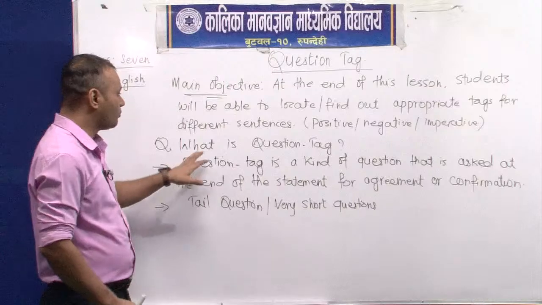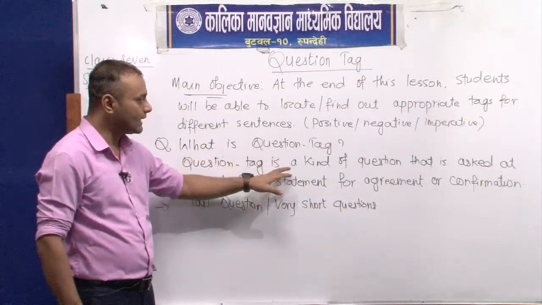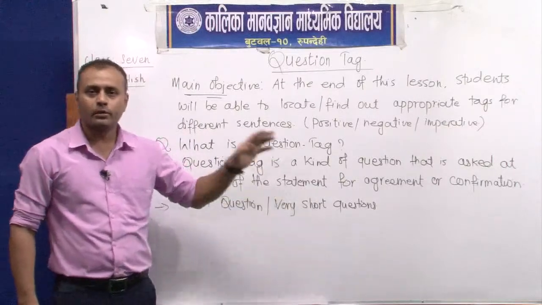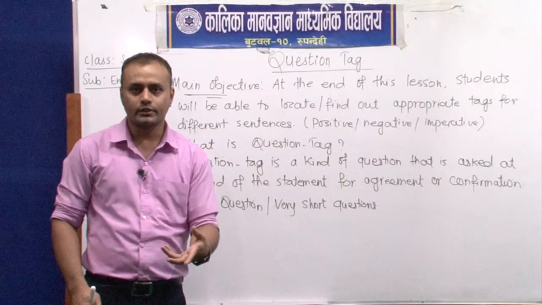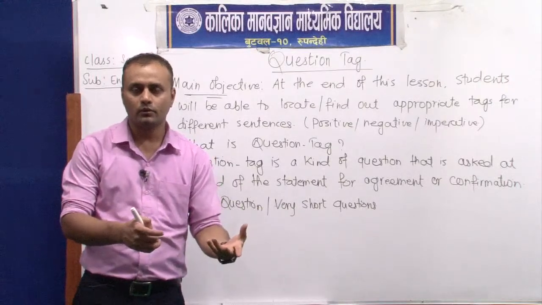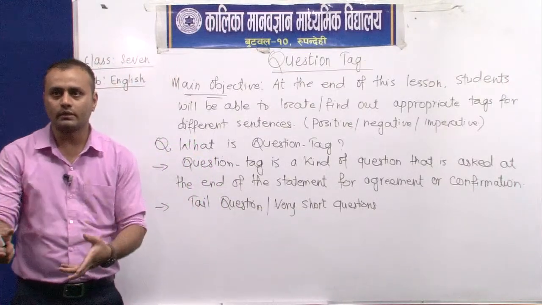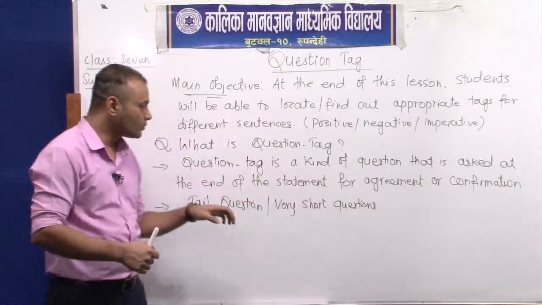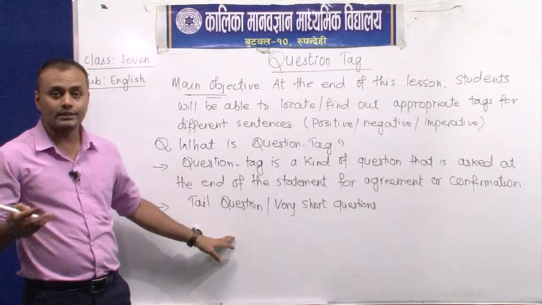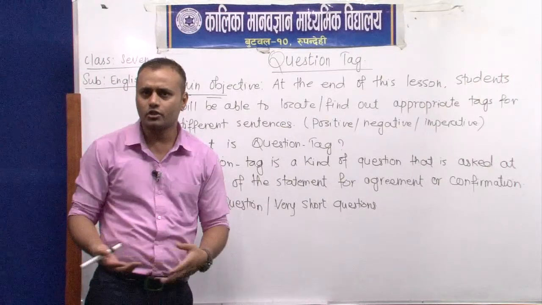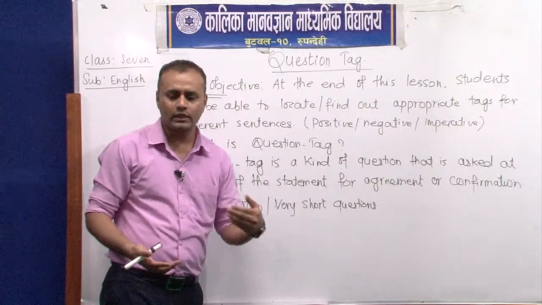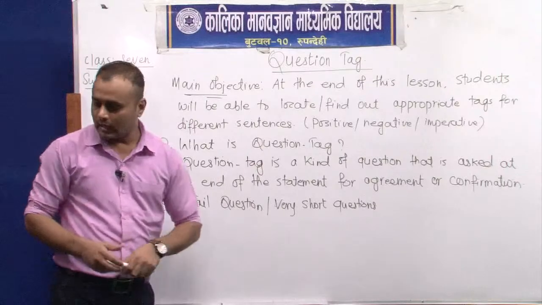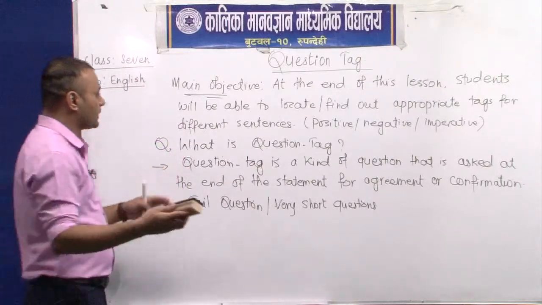One more time, you see what is question tag. Question tag is a kind of question that is asked at the end of the statement for the purpose of agreement or confirmation, to agree with that point of view or to confirm something that statement is intending to deliver. For that purpose we use question tag, and it is also known as tail question, or very short questions in English. They are generally asked at the end of the statement. So we will move to the examples now, and then we will generalize some other things also.